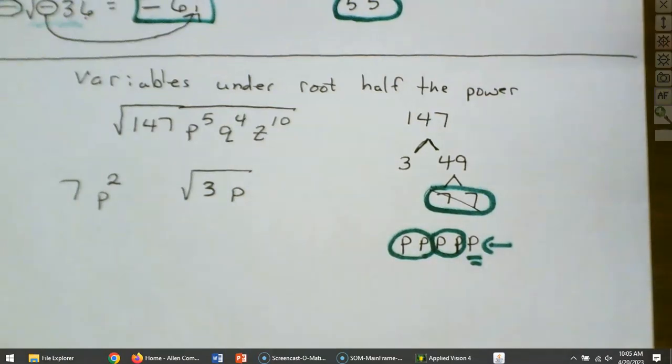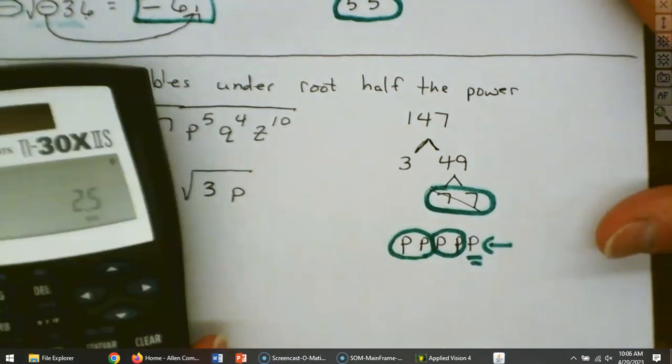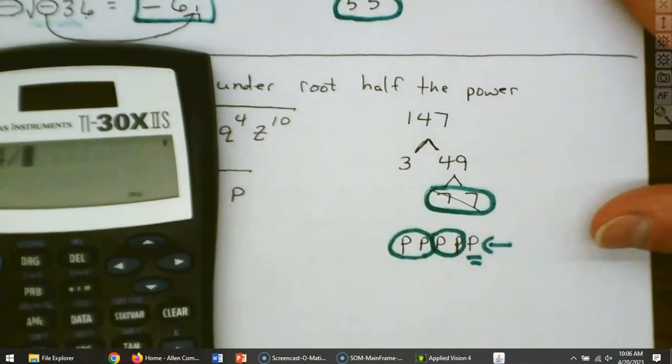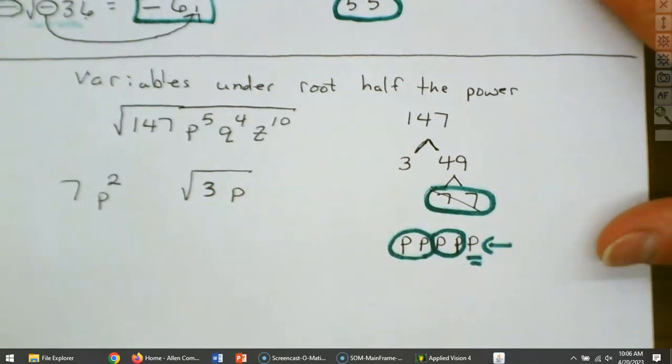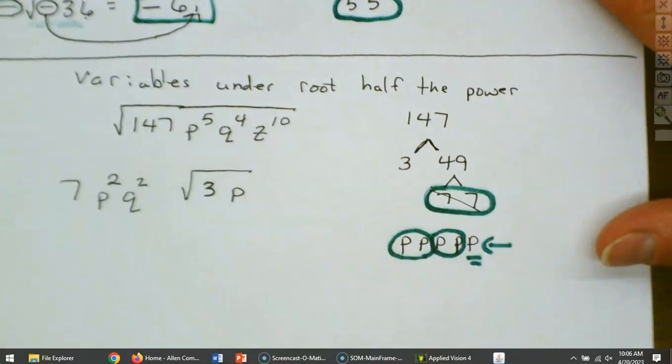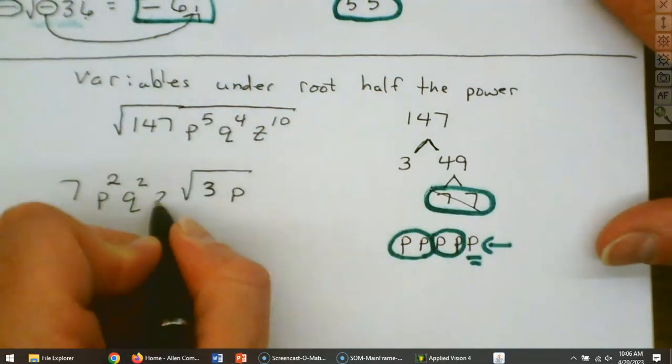Or you can just divide it by 2, and if you have a 0.5, that means you have a remainder. What about q to the 4th power? Well, 4 divided by 2, that's nice and even, comes out to be 2. So what's going to come out with that one? Q squared. What about z? Z to the 10th. Well, 10 divided by 2 is a 5.